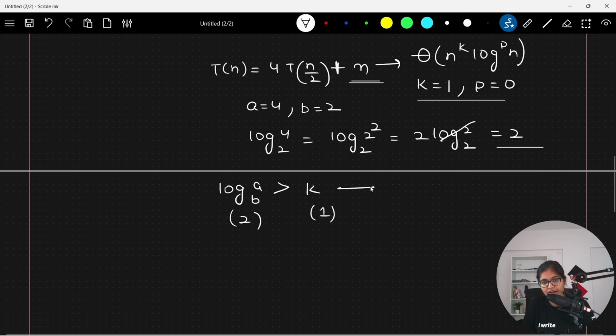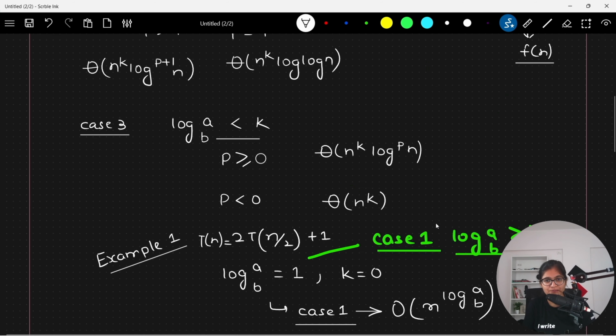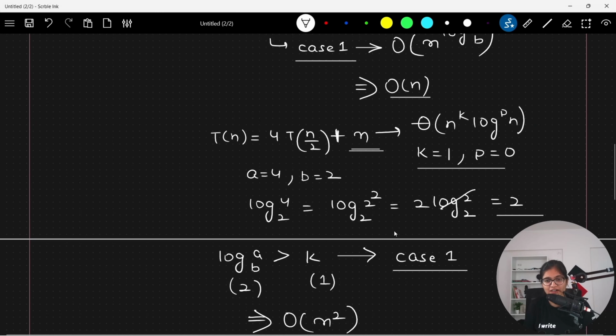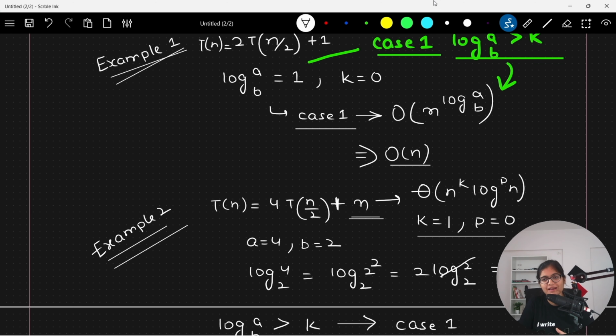Because this again falls under case number 1, we can directly write that it is order of n to the power log a base b, which is n square. So for this recurrence relation, our time complexity will be order of n square. You can consider this as example number 2. Any example which falls under the category where the value of log a base b is greater than the value of k, you can consider like this, right?